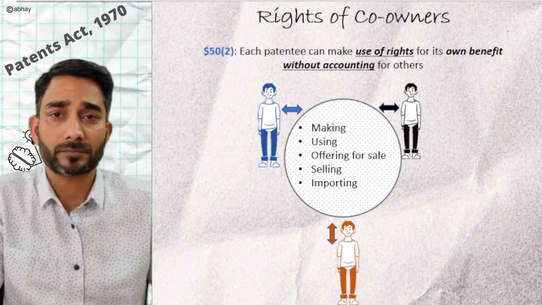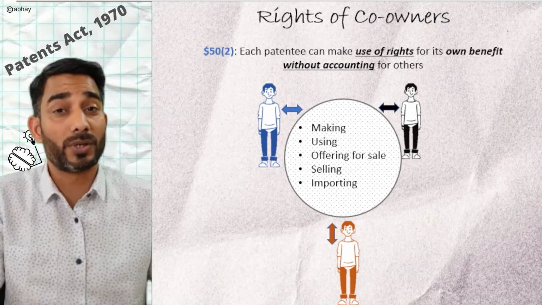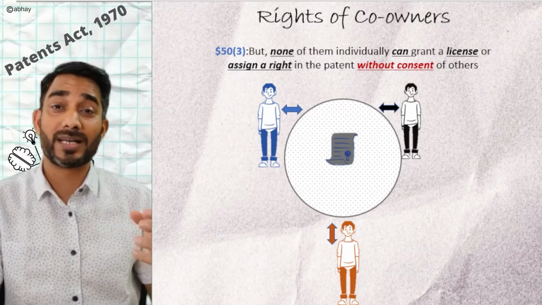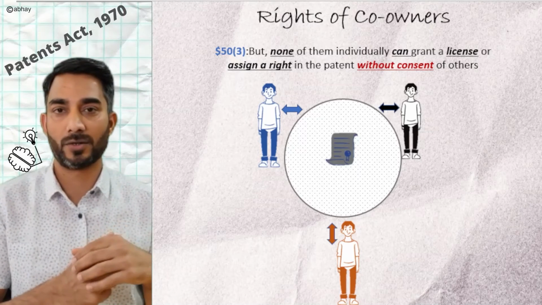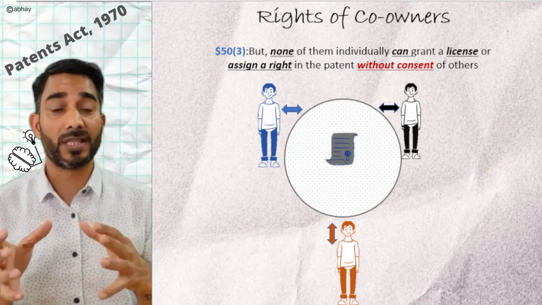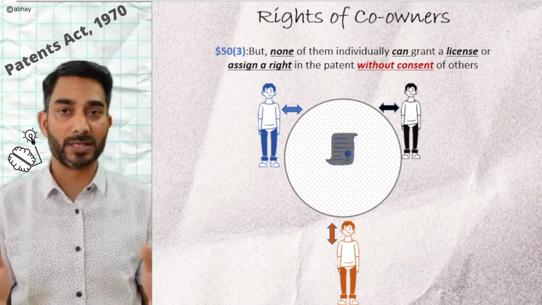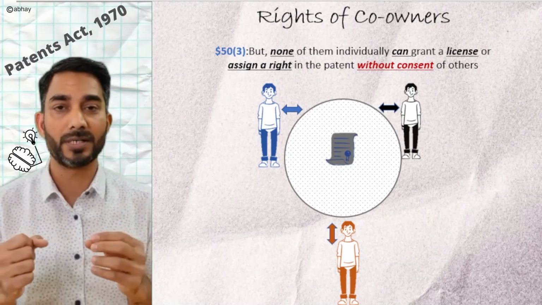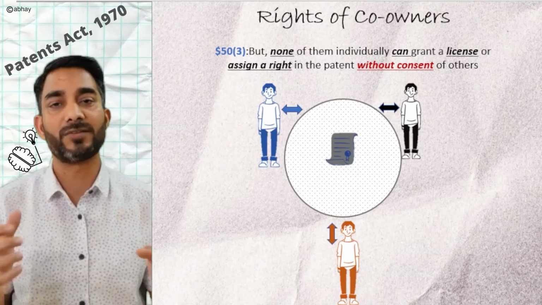Section 50(2): However, you cannot lease, sell, or let out an interest in the patent or license the patent without the consent of the other owners. It's a property. Anything that you do with the property, you need to obtain consent from the others.